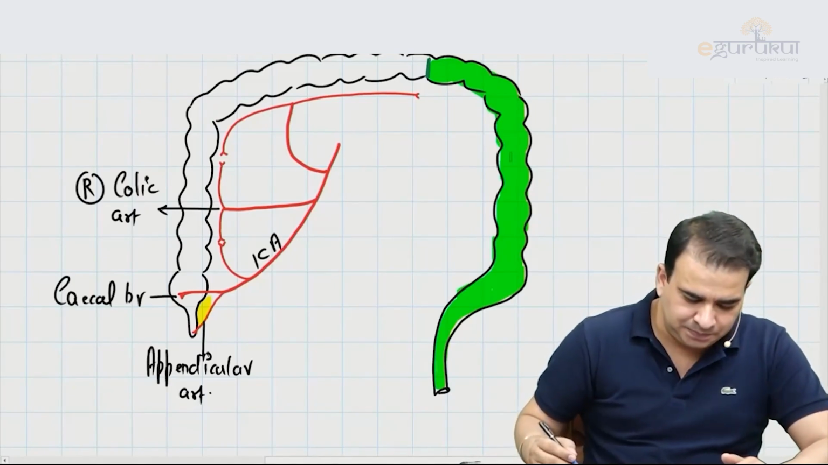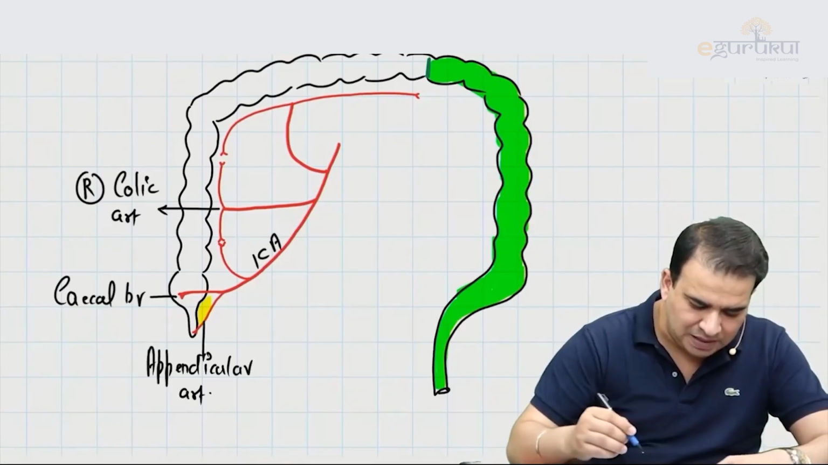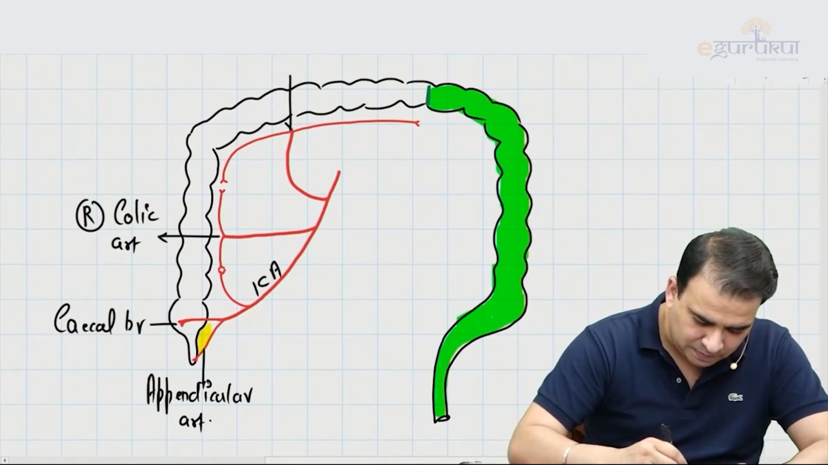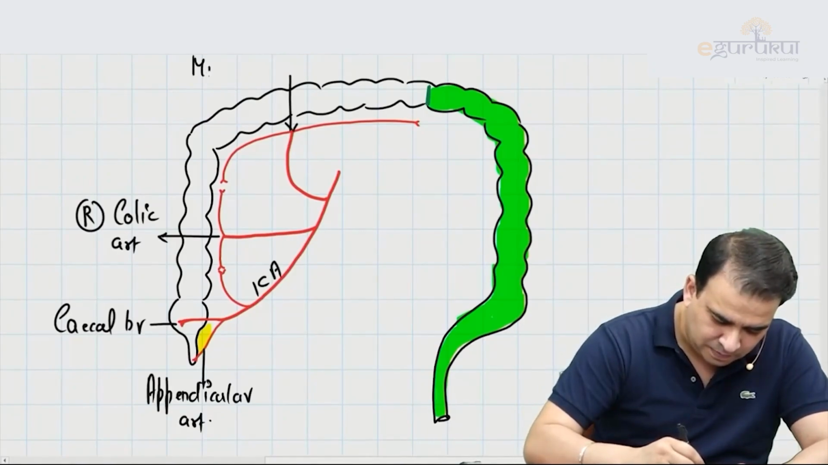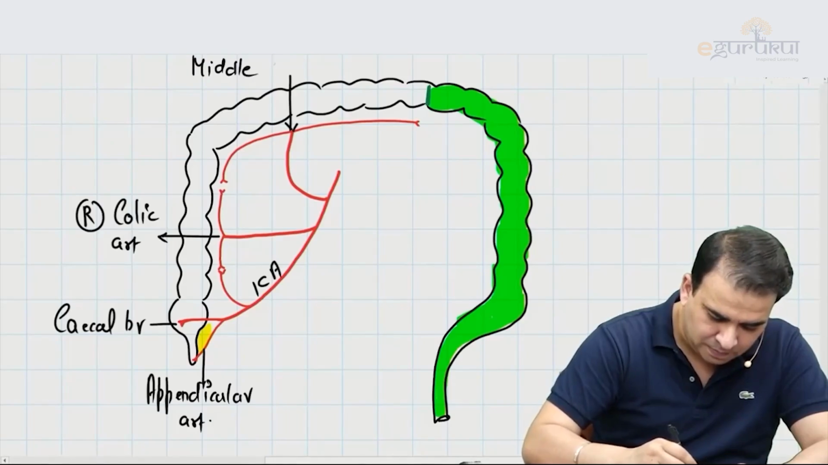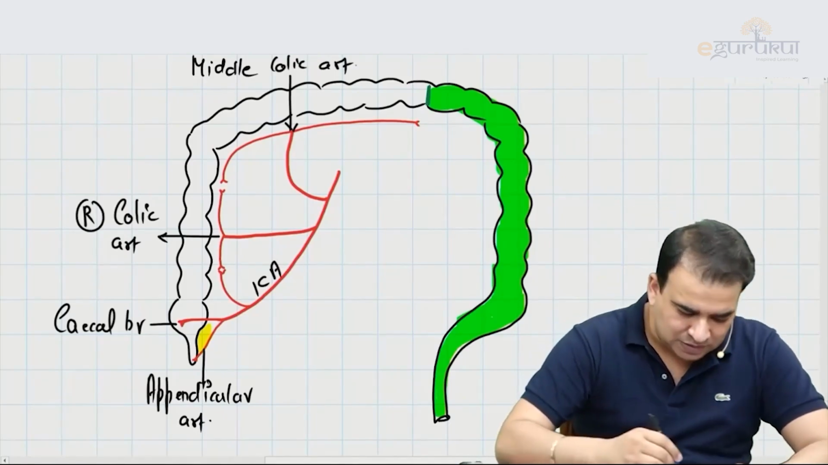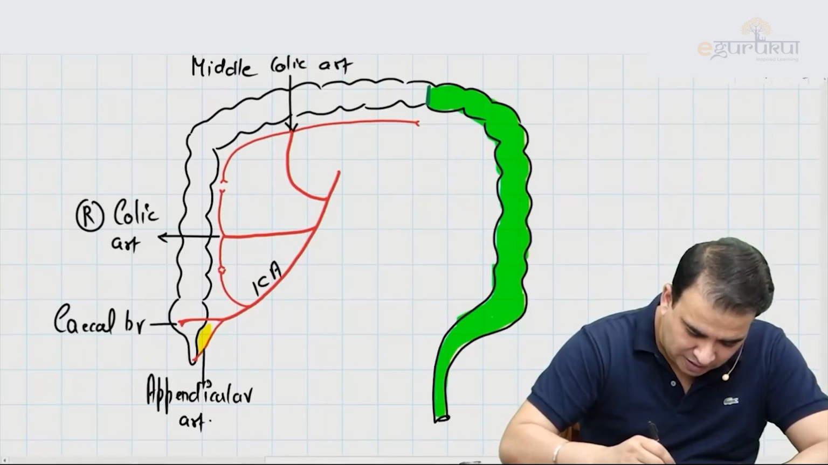Okay. This artery here is the middle colic artery, if I may label. This is a middle colic artery. Well, that's the contribution coming from where? From the superior mesenteric artery, if I may. Right here, this is the superior mesenteric artery.